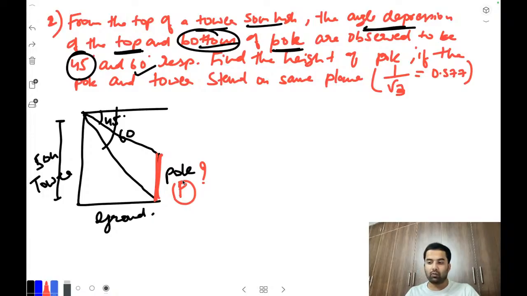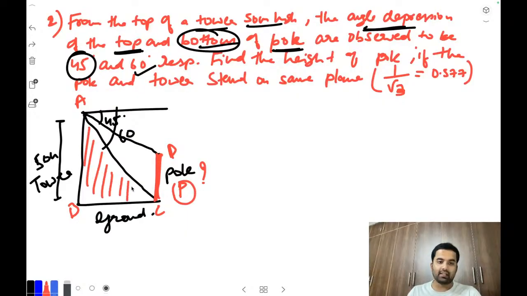Check what we are going to do here. Let me make marks A here and B, C, D. The question is asking about the height of this. If you take triangle ABC, this one, it is a right angle triangle. But if you talk about ACD, this blue color, is it a right angle triangle? It is not a right angle triangle, right? So we can't apply the ratio concept. So how to get the answer then?